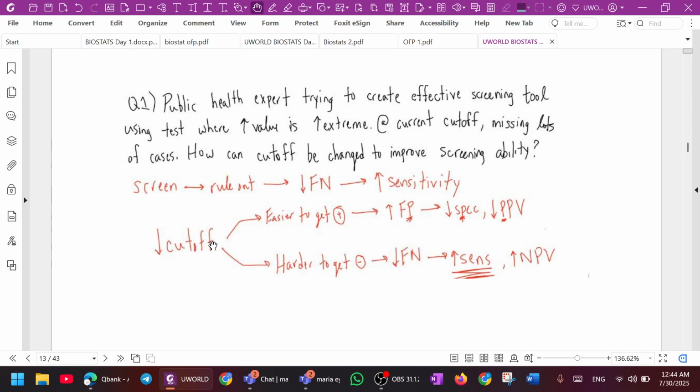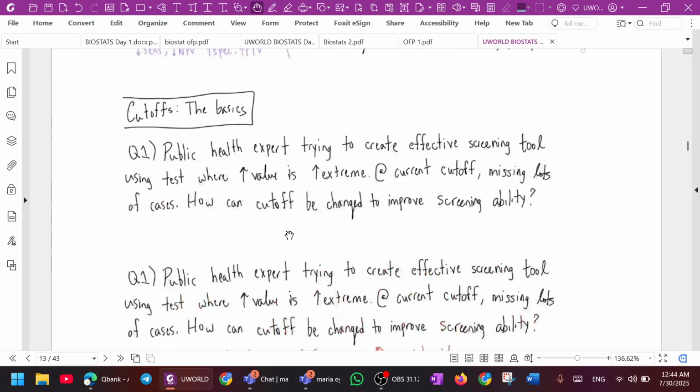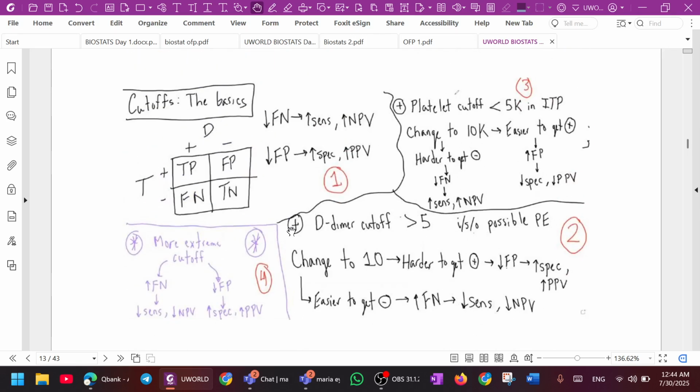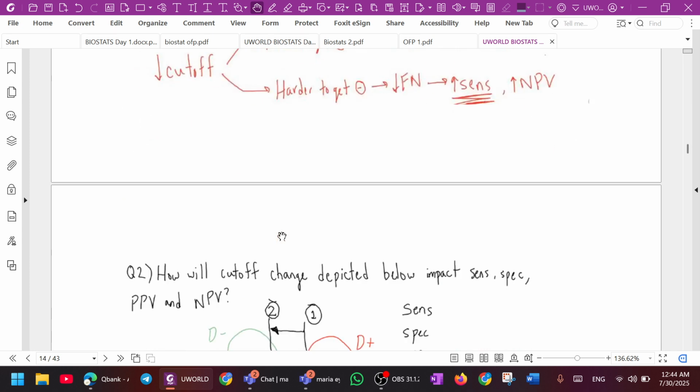How does that work? Yeah. So the key here was to know that he wants a screening test, so high sensitivity. Okay. Okay, I guess here.